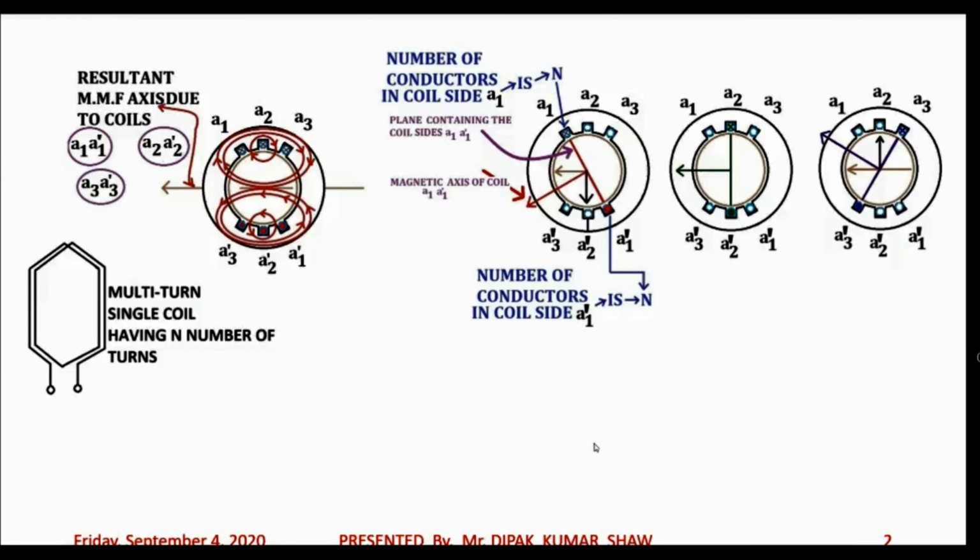So it is somewhat better to use the phrase that MMF in the air gap of a single phase, single winding induction motor is stationary and pulsating. When we use the words single phase, single winding induction motor, it implies that only one winding, that is the main winding, is energized. The other winding, that is the auxiliary winding or the starting winding, is not energized or it is not there at all.